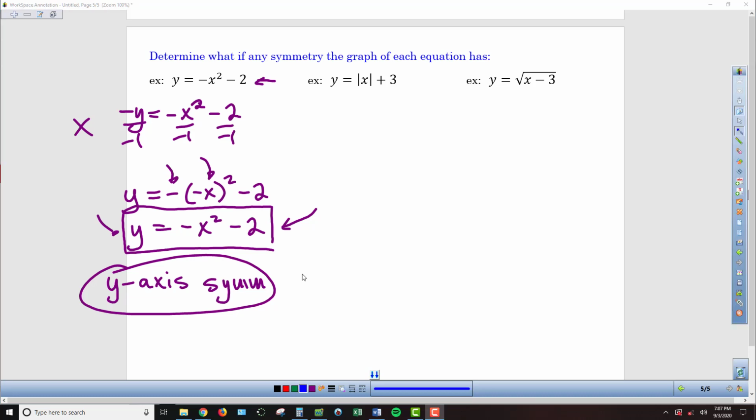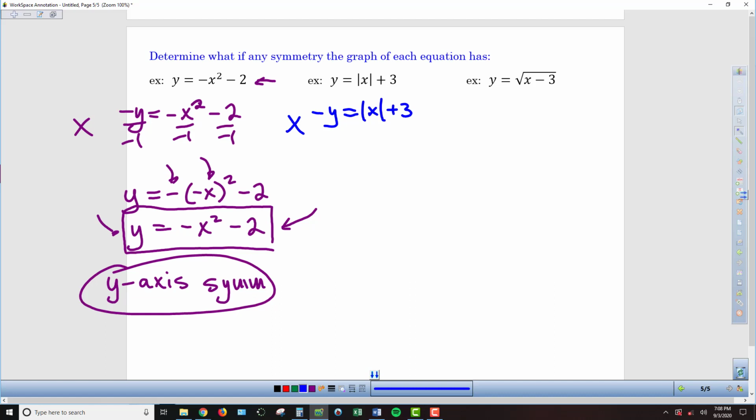For the next one, if we replace y with negative y, start in the same place that we did last time. So negative y equals absolute value of x plus 3. Clearly we don't have the exact same thing. If I was to divide everything by negative 1, I would not get back to my original. So I do not have any x-axis symmetry once more.